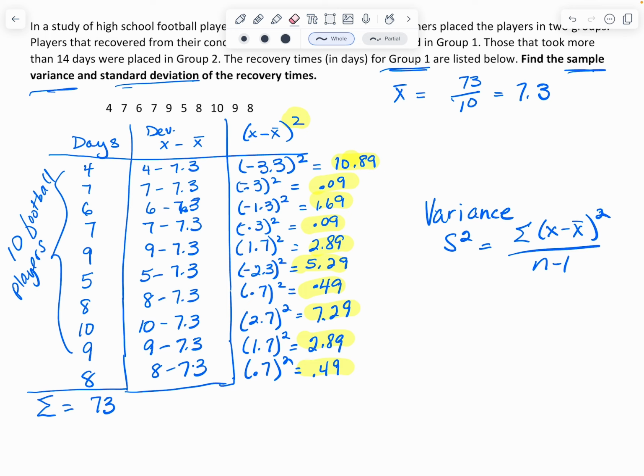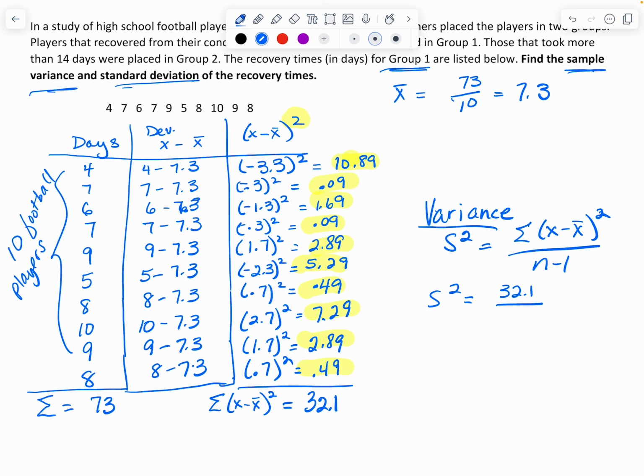And so if I sum this column, x minus x bar squared, if I sum up all of the highlighted numbers, I get 32.1. How do I know? Because I've already done this on my calculator ahead of time. So my variance, s squared, is going to be 32.1 divided by 9 this time. Remember, there were 10 football players, but we're going to divide by 9. And that'll give me an approximate variance of 3.57.